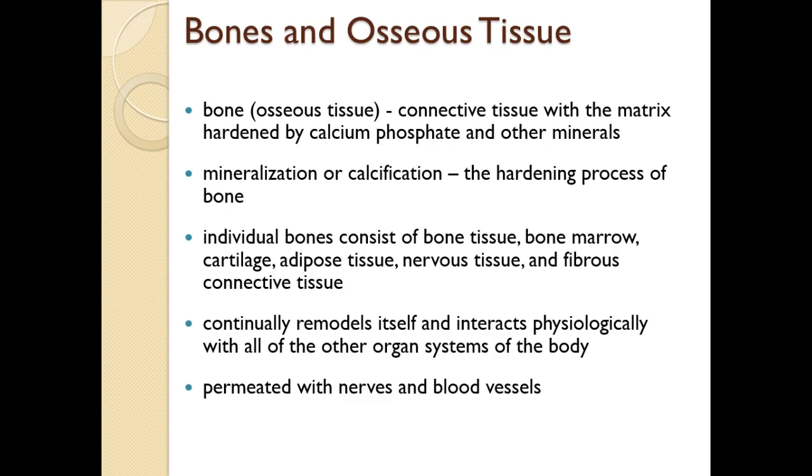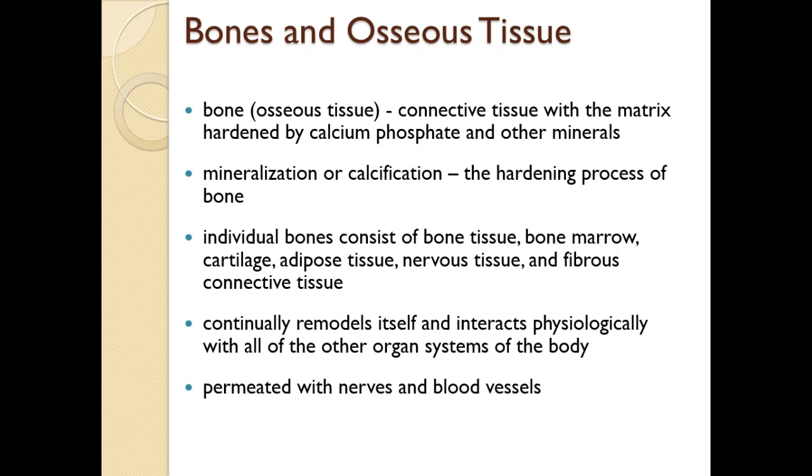Plasma is the matrix of blood. Whereas bone is not a fluid, because its matrix is made up of calcium phosphate, which is hard. So it is a connective tissue with a matrix that is hardened by calcium phosphate as well as other minerals. Be familiar with these two terms, mineralization and calcification. That just means the process of hardening bone.